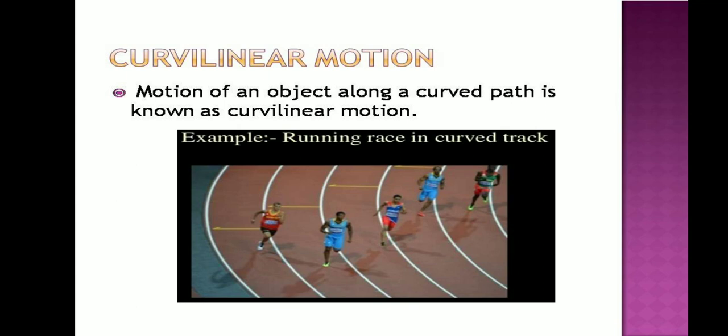Now we are going to see about curvilinear motion. Motion of an object along a curved path is known as curvilinear motion. For example, running a race on a curved track, or a car taking a turn.